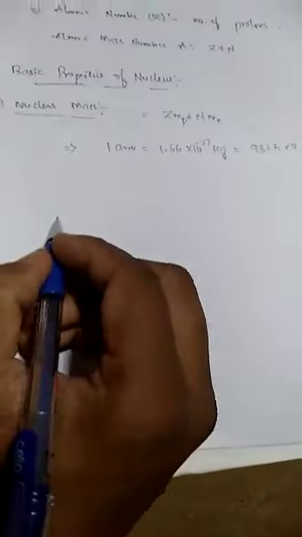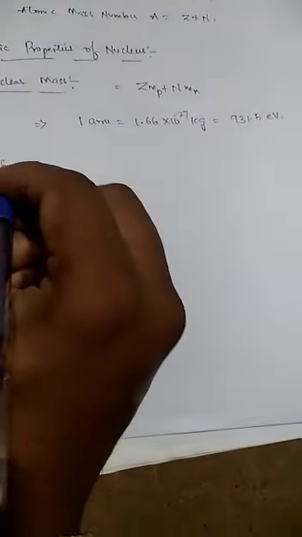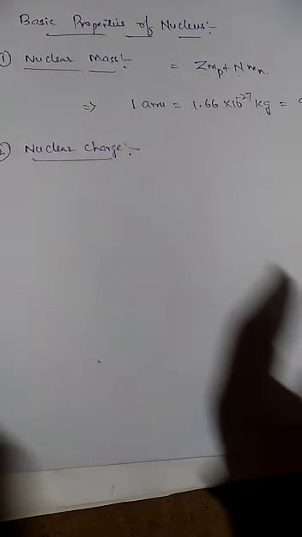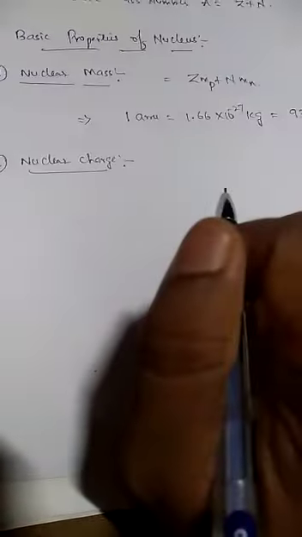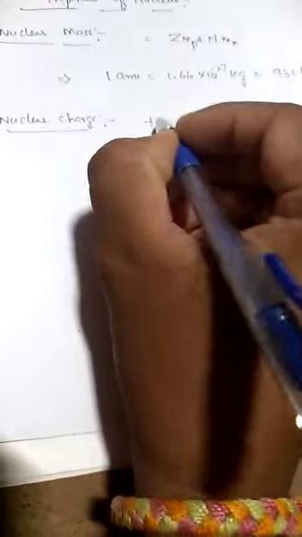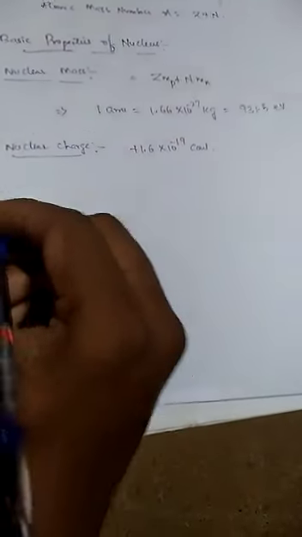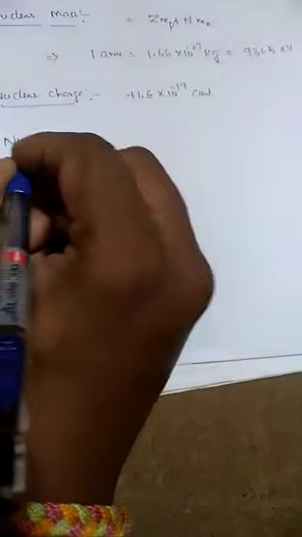And similarly, now we are going to discuss the next one, which is nuclear charge. Okay, so before, we know that the nucleus is made up of protons and neutrons. The neutron has no charge. So the nucleus mainly depends upon the charge of the proton. So the nuclear charge is the proton charge. The proton charge is positive and its value is +1.6 × 10^-19 coulombs. Okay, so this is the nuclear charge. And the next one is nuclear radius.